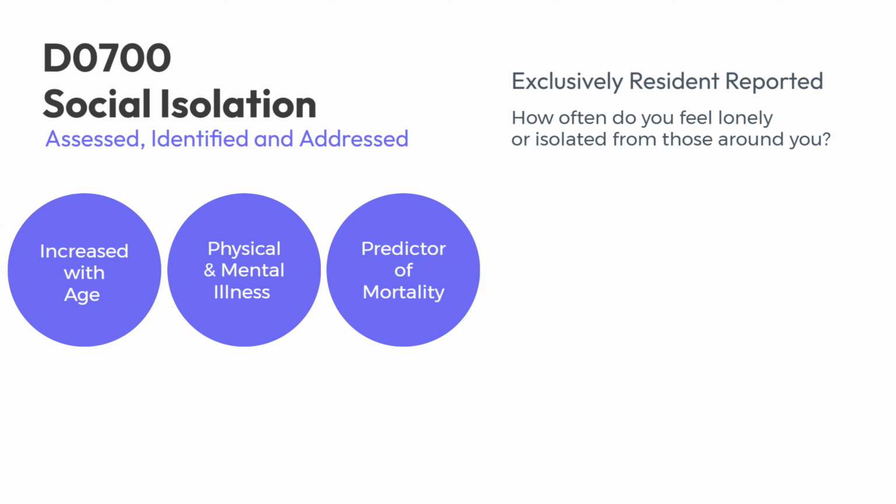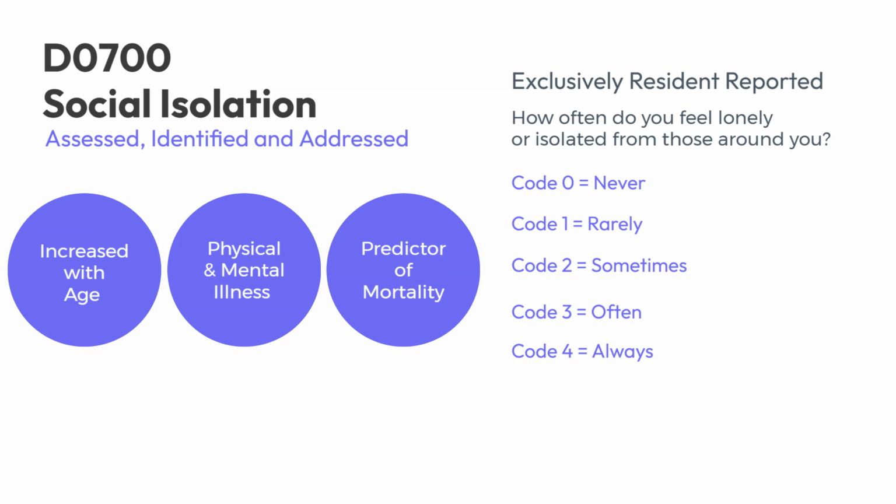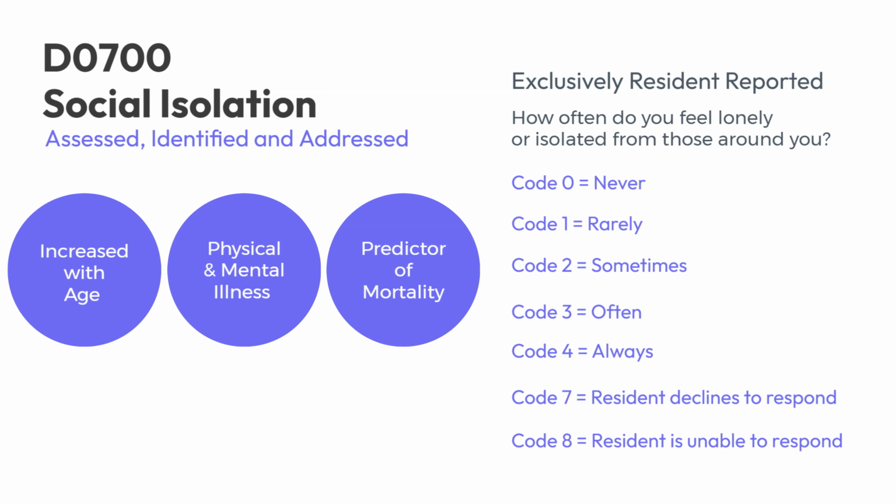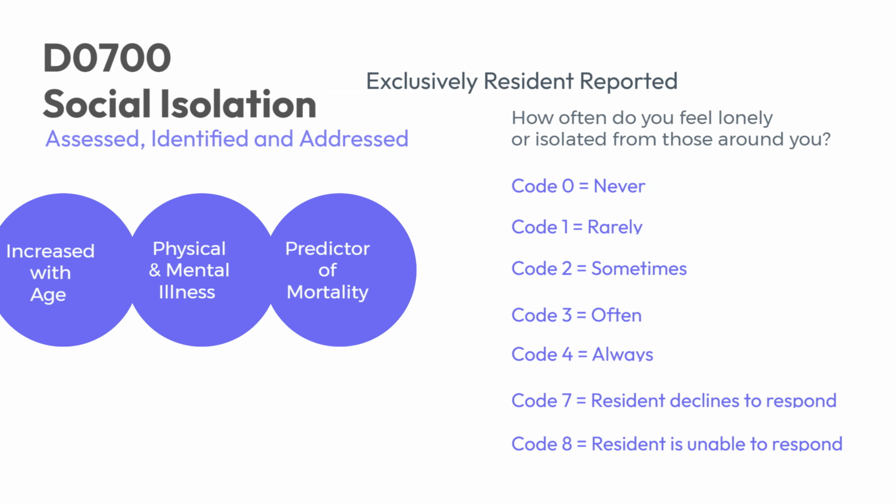If the resident indicates never feeling lonely or isolated from others, code 0 for never. Rarely feeling lonely or isolated from others, code 1 for rarely. Sometimes feeling lonely or isolated from others, code 2 for sometimes. Often feeling lonely or isolated from others, code 3 for often. Always feeling lonely or isolated from others, code 4 for always. If the resident declines to respond, code 7, and if the resident is unable to respond, code 8.